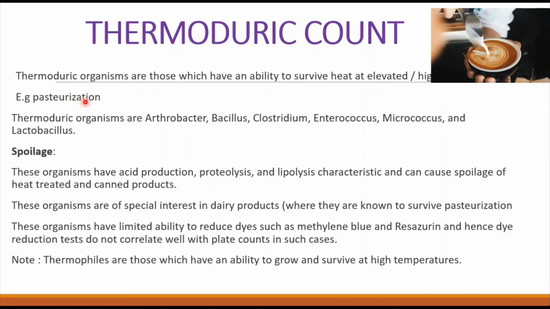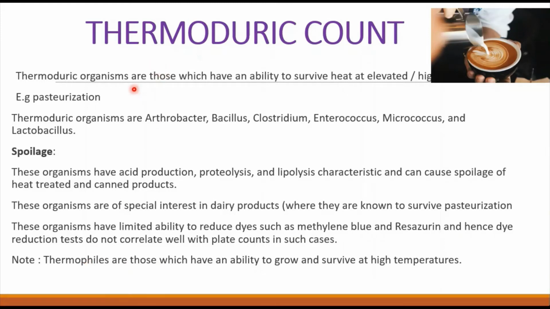Example is the pasteurization. And one more thing that you have to remember is they are going to sustain, that means they will survive, but they won't grow at the high temperatures. If the organisms have the ability to grow and survive at high temperatures, we call them thermophiles. But the thermoduric organisms are able to survive at high temperatures, but they don't grow. So that's the difference between the thermoduric and the thermophile.